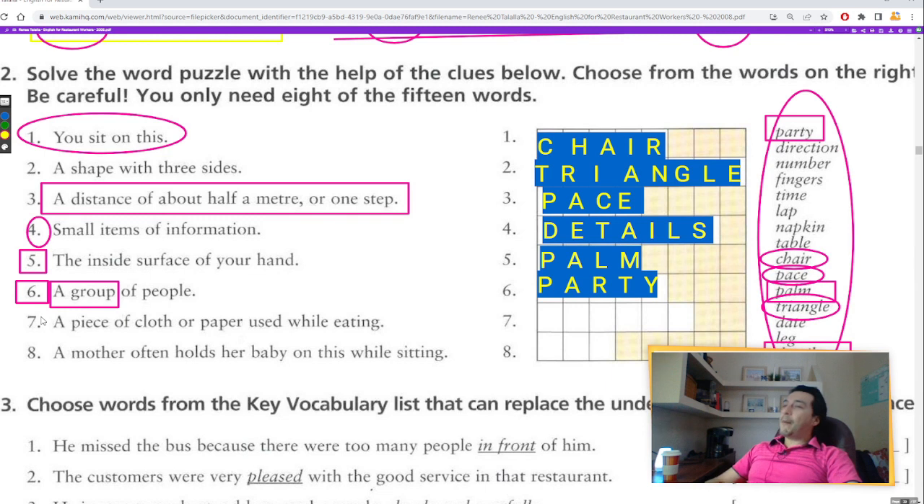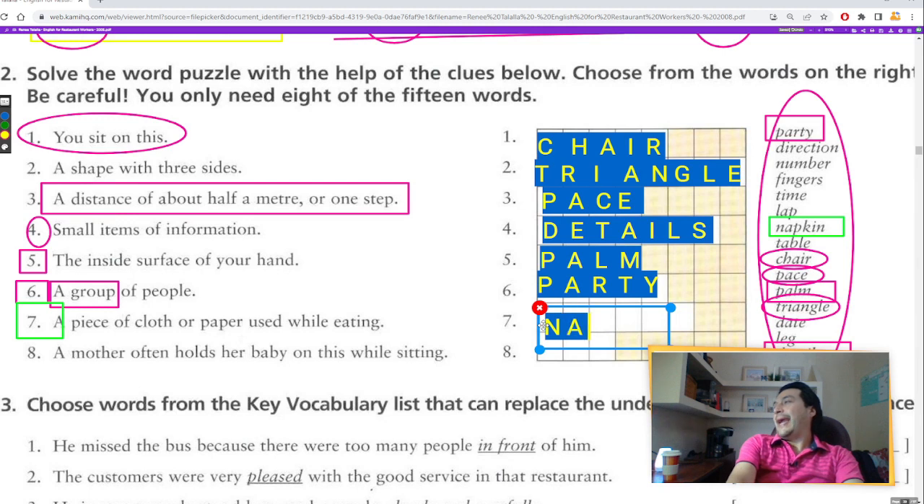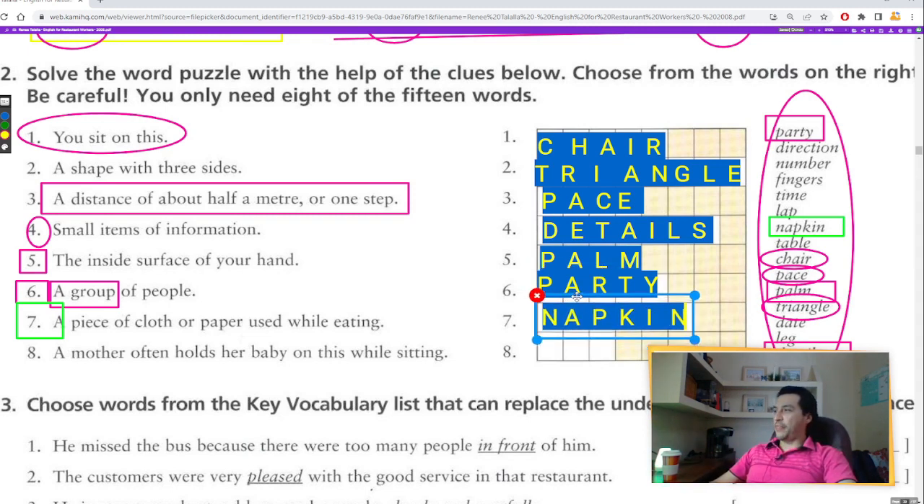Number 7, a piece of cloth or a piece of paper that is used while eating. 1, 2, 3, 4, 5, 6. 6 letters. Number 7. Napkin. The napkin. Number 7 is the napkin. Let's see. N-A-P-K-I-N. Napkin. Can be paper or cloth.